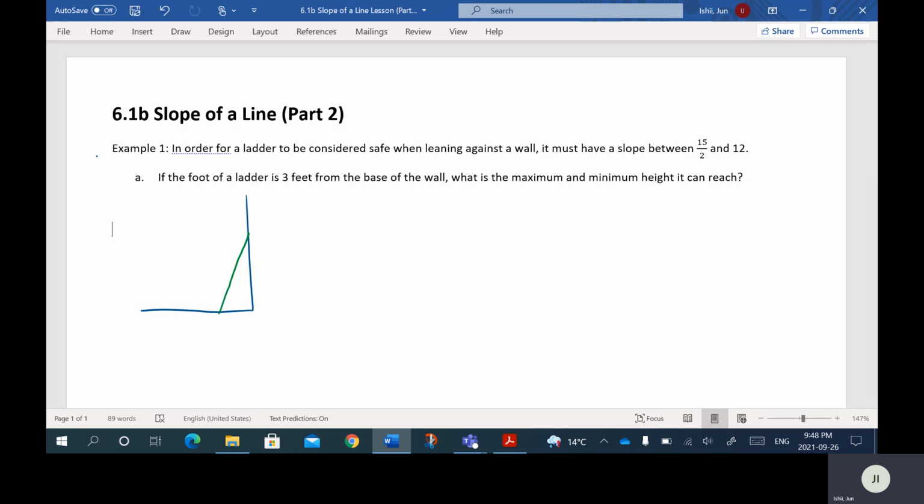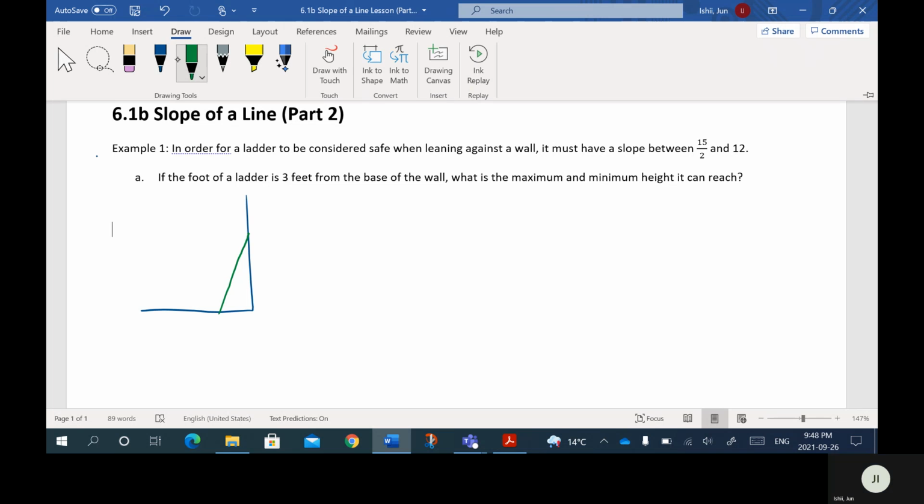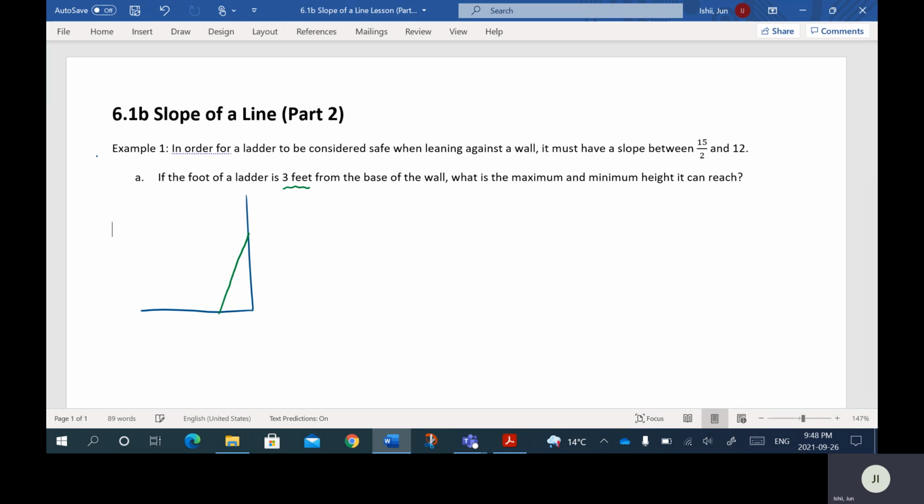So the ladder is in green. From the information given here, you can see that the foot of the ladder is 3 feet from the wall. This distance here is 3 feet. And we want to know the maximum and minimum height. We'll call this distance y, because it's up and down. So this is a diagram of the ladder.